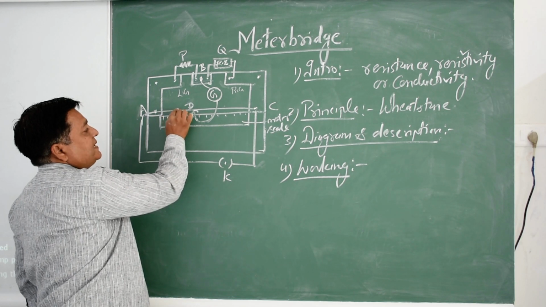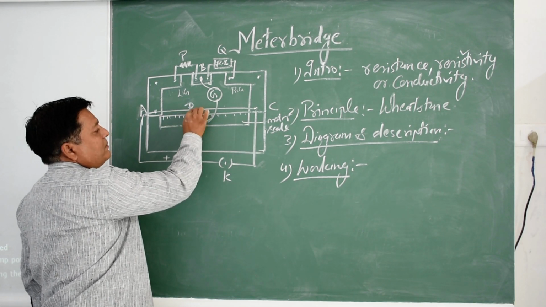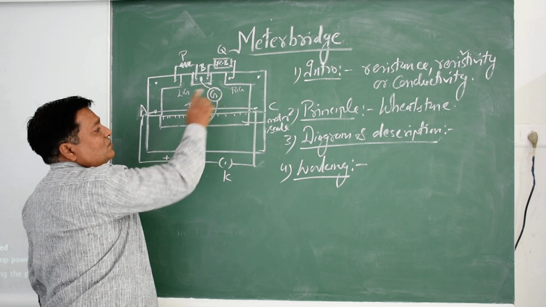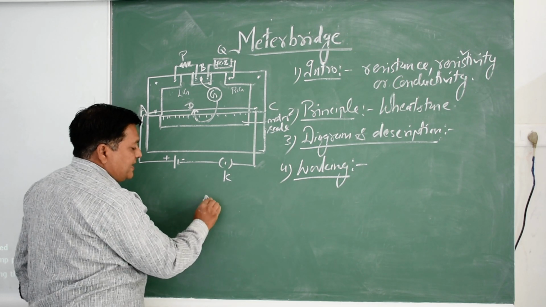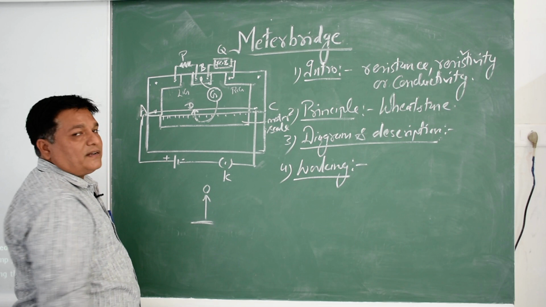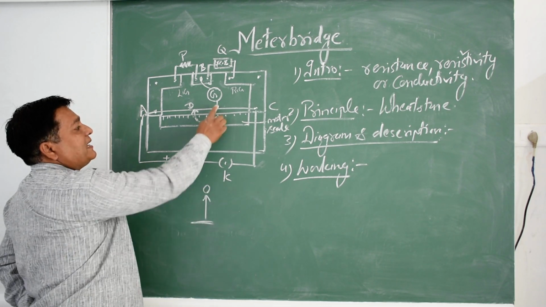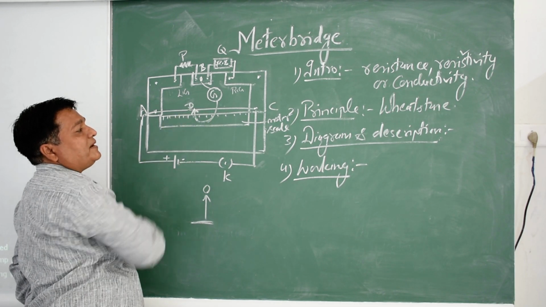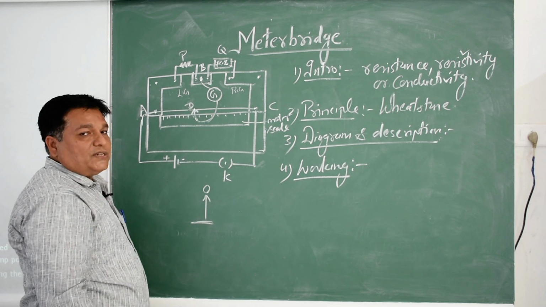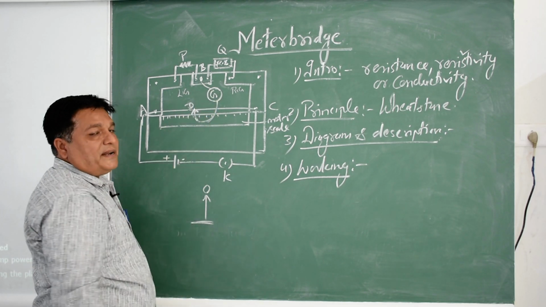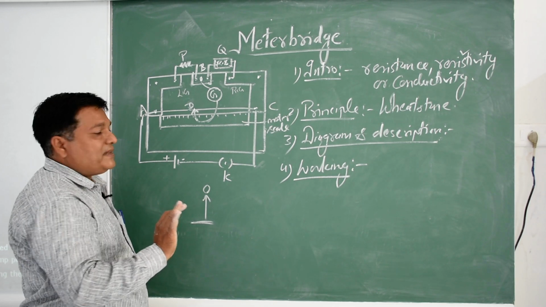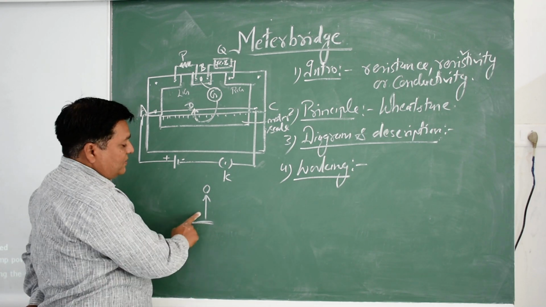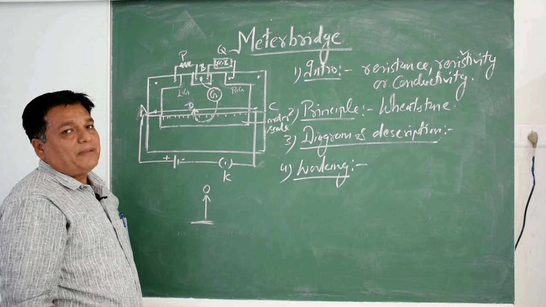Suppose that we place the jockey here, from A to C, and at this particular point the galvanometer shows the null deflection. The needle of the galvanometer shows zero deflection. It means that the galvanometer is attached with terminal B, and at this particular point, which we suppose is point D, the potentials at B and D are equal. If potentials are equal, there will be no current flow through the galvanometer, and the galvanometer will give us zero deflection. This condition is said to be the balance condition.